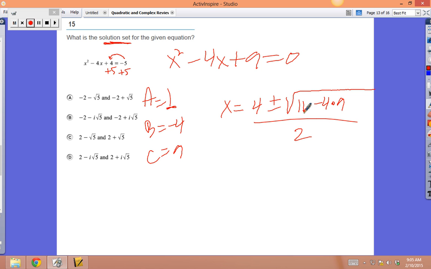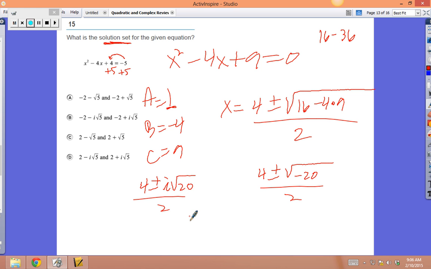So this is going to be under the square root. It's going to be 16 subtract 36. So I've got 4 plus or minus the square root of a negative 20, all divided by 2. So I'm going to take the negative out and that becomes imaginary. So it's going to become 4 plus or minus an imaginary times square root of 20, all divided by 2.